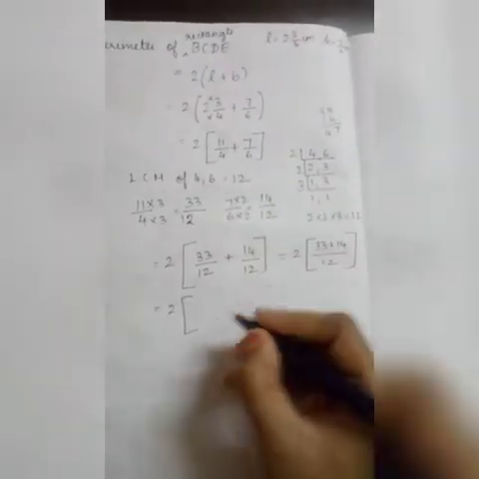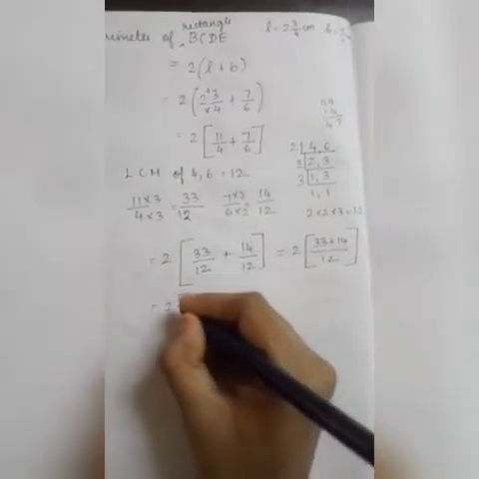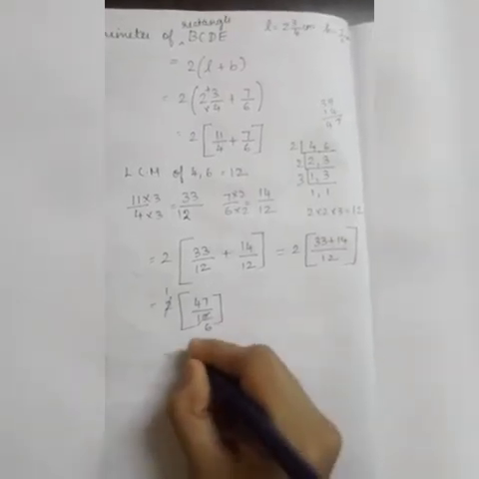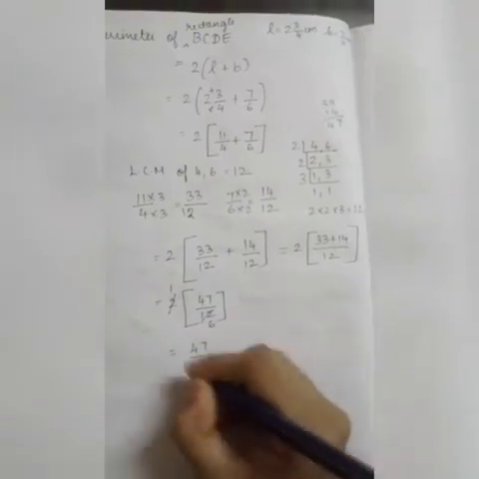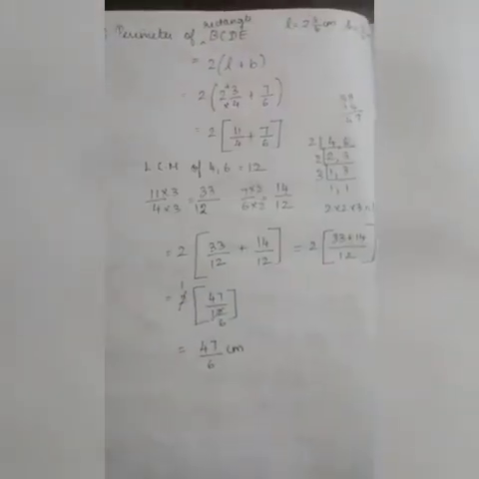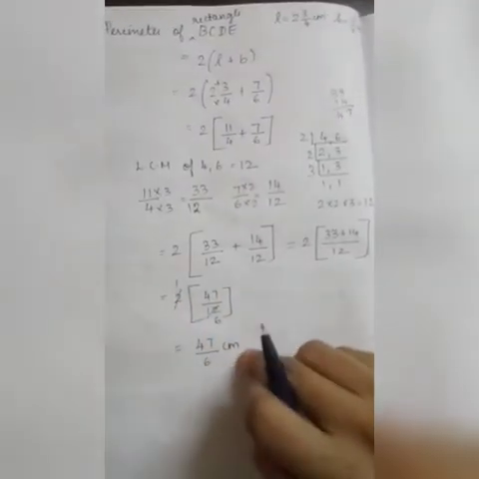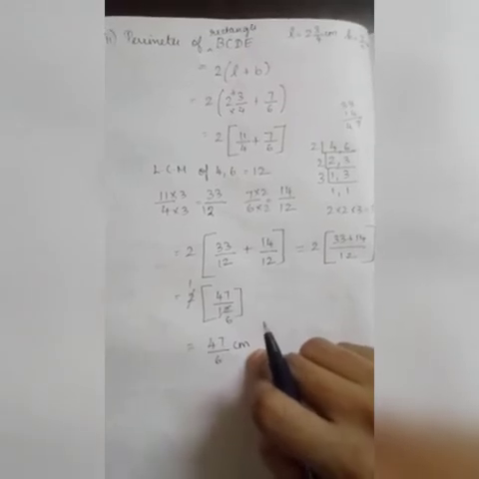7 4 47 by 12. Okay, now 1 times 6 times. So what is the answer? 47 by 6 centimeter, because everything is in centimeter. So I am just cancelling 2 1 times, this 12 times. So 47 by 6 centimeter is the perimeter of the rectangle BCDE.